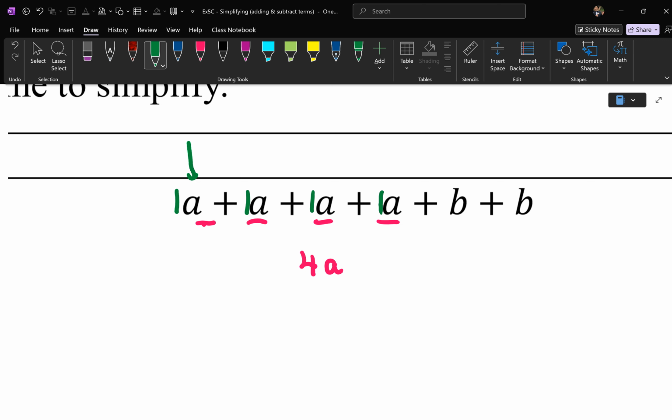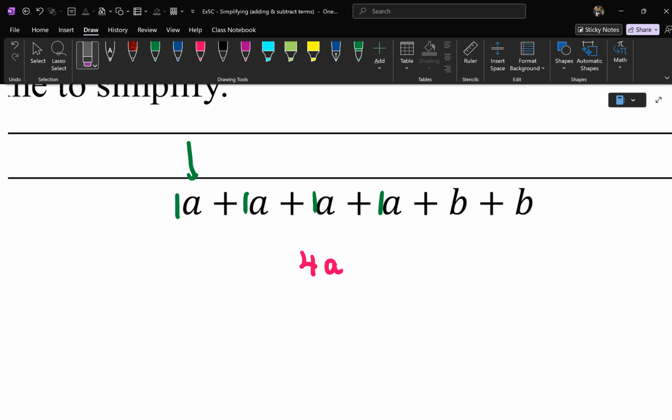Because we're too lazy. There was no need to write the 1. We all knew it was 1A just by having the letter itself. That was already 1A. Yeah, but you can write the 1 if you want to. As mathematicians, we're just too lazy to write that. Okay? So that's why if you've got 1A plus another A plus another 1A plus another 1A, well in total I've got 4A, or 4 groups of A.